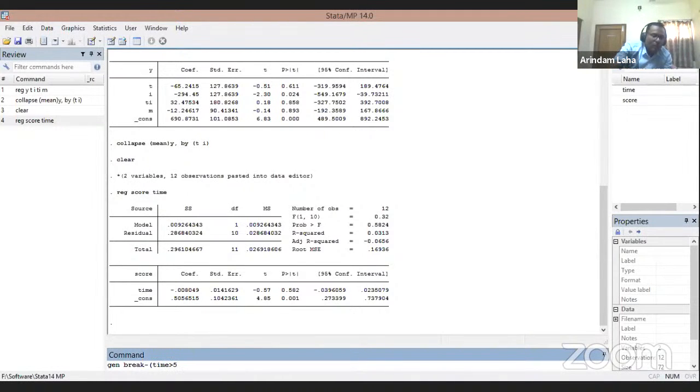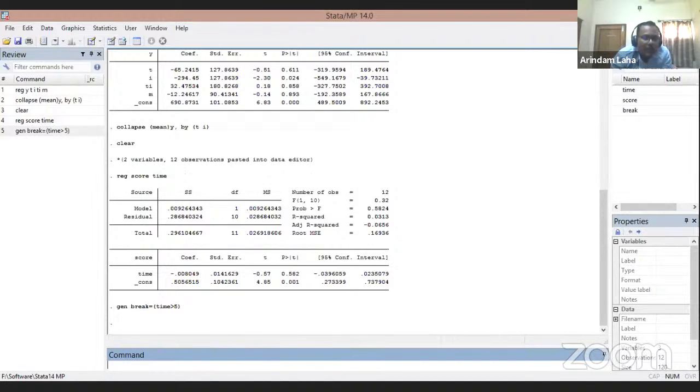I have given you all of the Excel sheet, and all of the commands I have already given. So break should be equal to... Now they are generating one additional variable.